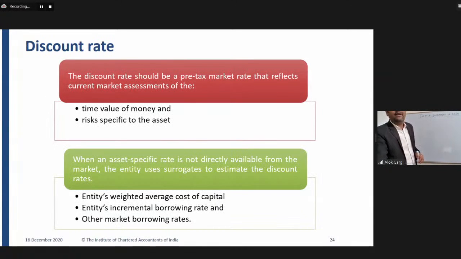What is the discount rate? Discount rate is a pre-tax market rate. It is a pre-tax interest rate related to a particular asset, reflecting time value of money and risk specific to the asset. For example, if you want to do impairment testing of a particular asset for a period of 5 years, you need to take a discount rate, an interest rate, of 5 years. But if the risk-specific rate for the particular asset is not available, then you can go for the entity's weighted average cost of capital or incremental borrowing rate.